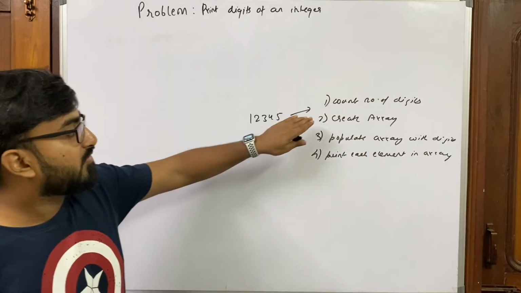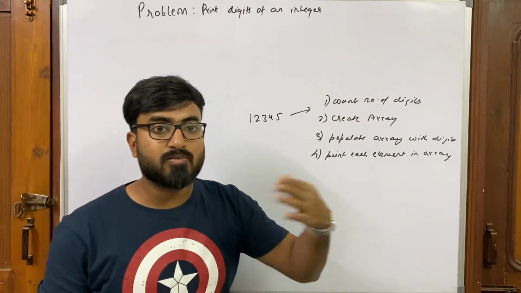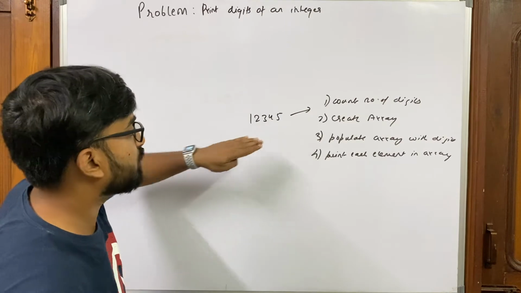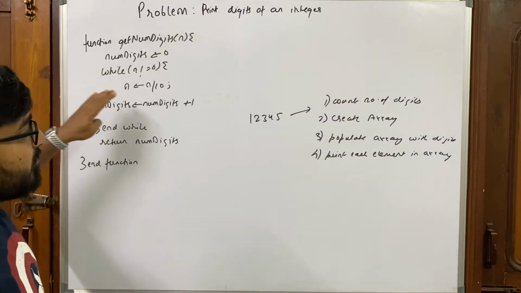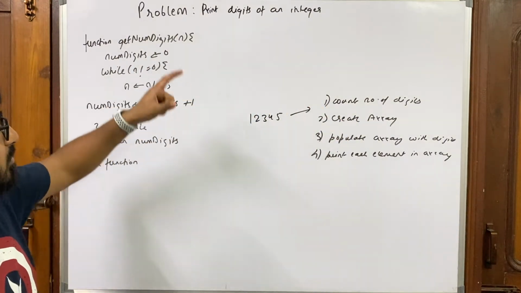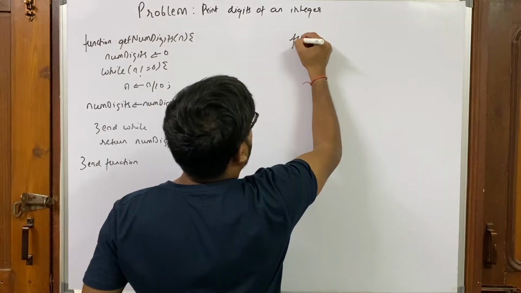Okay. The first part is counting the number of digits in this integer. I've already solved this problem. Okay, you can find the link to the video in the description. Let me quickly write the pseudocode for this. So function. Alright, so this is the pseudocode that finds the number of digits in a given integer. Alright, so I'll write a pseudocode for the method that prints the digits of this integer, and remember these steps. Okay. Function.